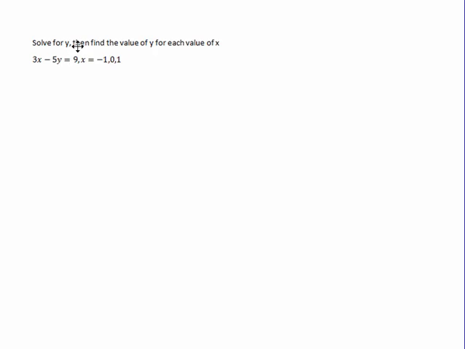Now for this problem I want to solve for y, then I'm going to find the value of y for each value of x. So first let's work on solving for y. Here I have 3x minus 5y equals 9. And the first thing I want to do is get rid of this 3x, and I can do that by subtracting it. Again, I'm treating it just like I would any other number, but I'm only going to combine my like terms. So here I'm left with negative 5y equals minus 3x plus 9, because I started off with a positive 9.